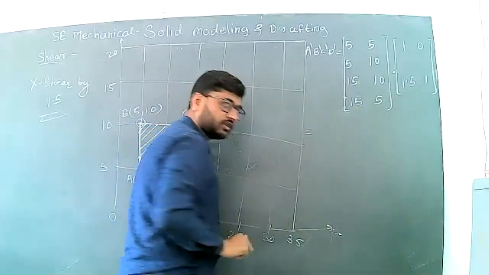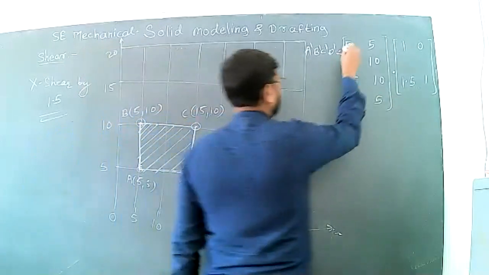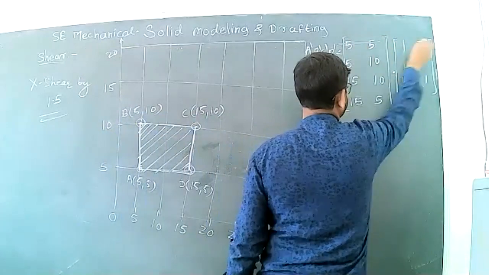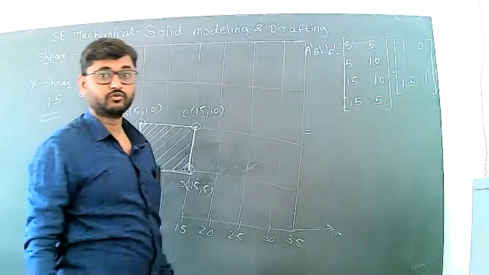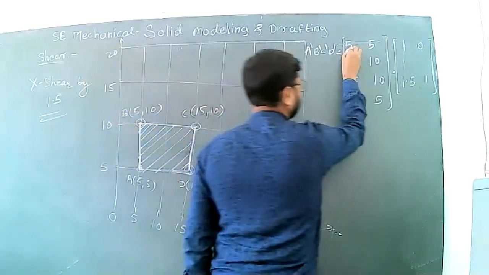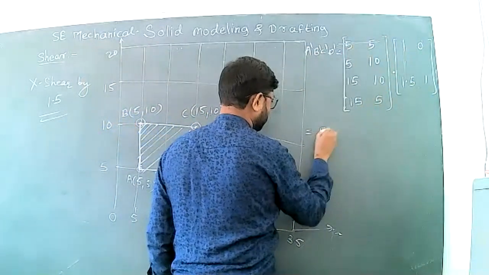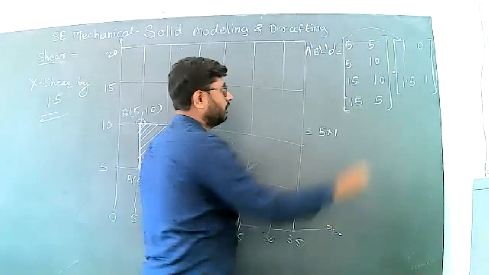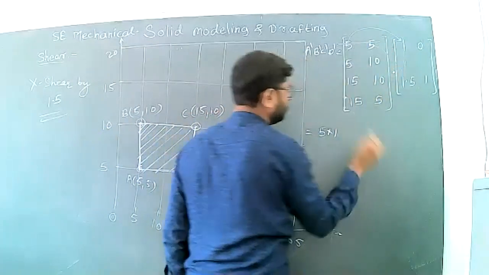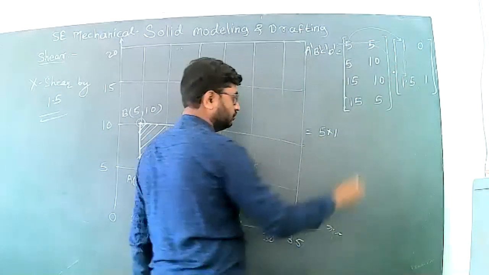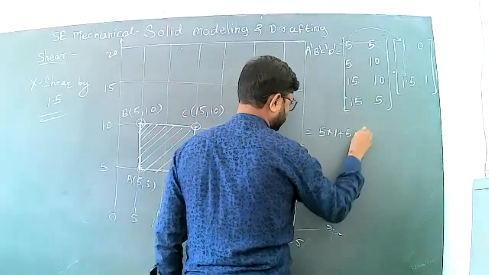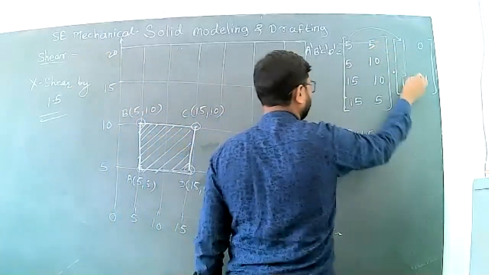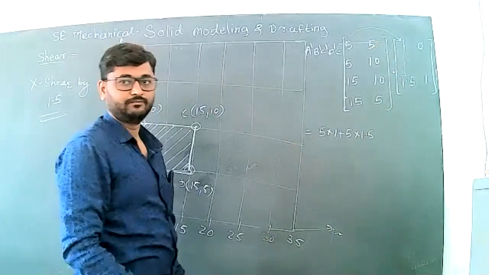So how to solve? We have to consider the first row, first column, and first row, second column, and we have to add them. So for the first row, 5 into 1 plus 5 into 1.5. That is our first element.